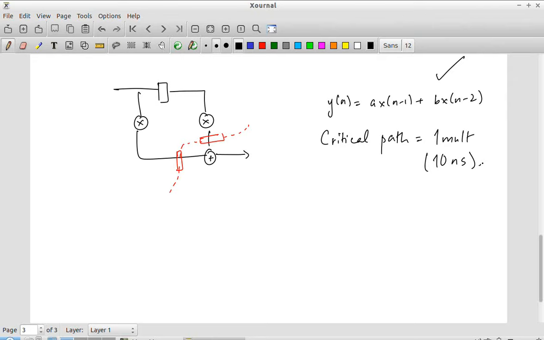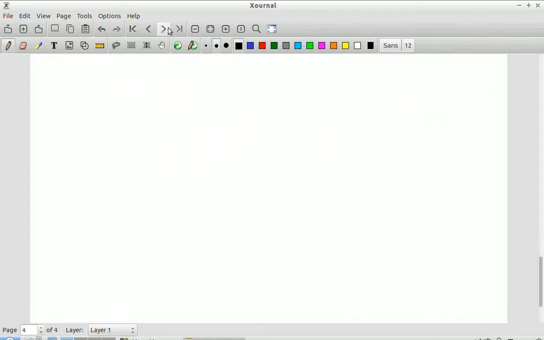There is no obvious way by which I can reduce it below 10 without knowing what is inside the multiplier. If the multiplier is just given to me as a unit that I can use with a delay of 10 nanoseconds, that's it. There's nothing further I can do to reduce the delay below 10.